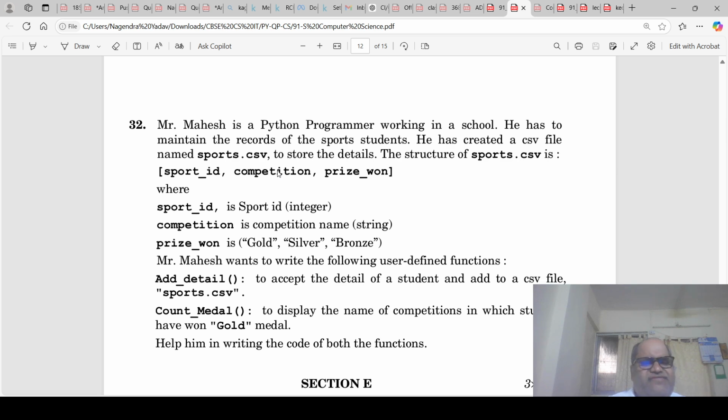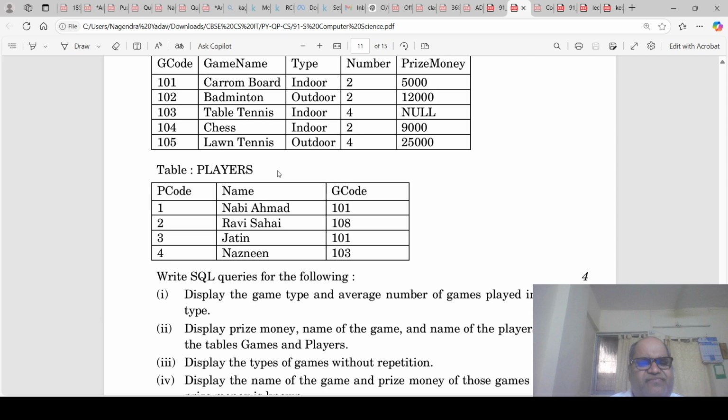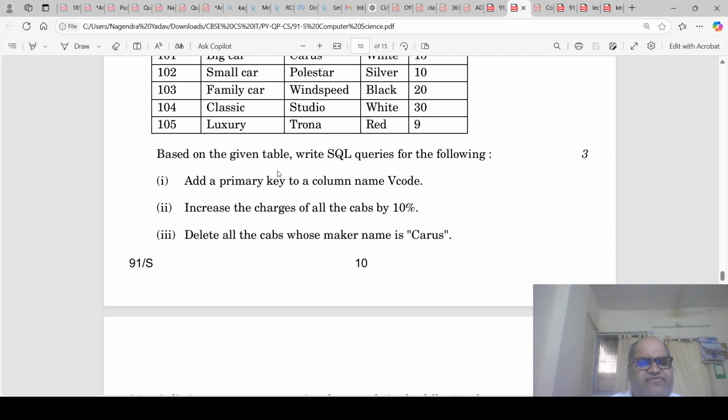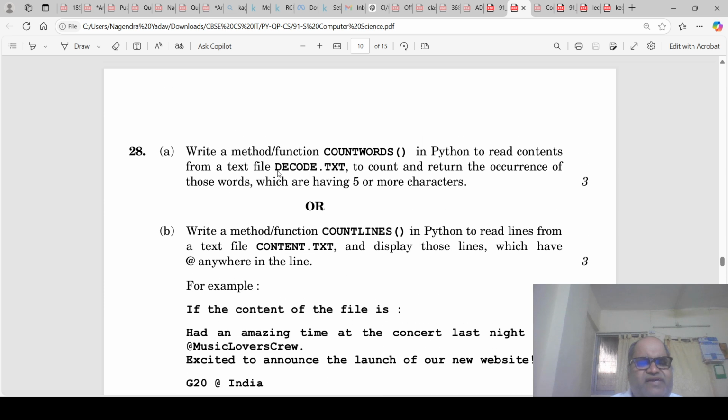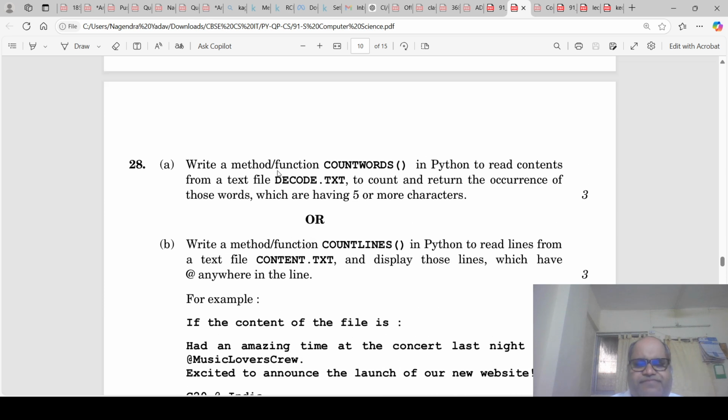So work through this. We'll have a look at another Python program in 4 marks. So 4 marks is done. It's mostly SQL here. For example, writing count words, to read content from a file decode.txt and return the occurrence of those words which have 5 or more characters. So again, read the file, tokenize it at word level, store it in dictionary format, and then based on a filter, you can return it.